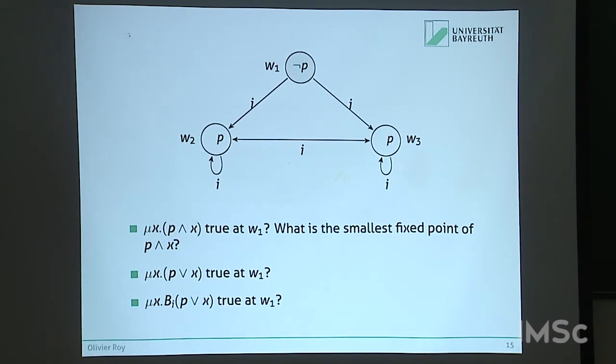Mu x, P or X, with a belief in front of it. And there you can play the game. Let's play it very quickly. So you start here. It's a mu operator, so you don't do anything. You move one step further. You hit the belief operator.